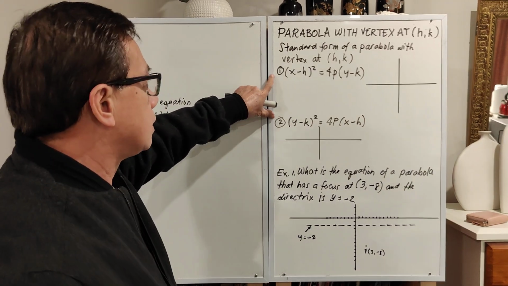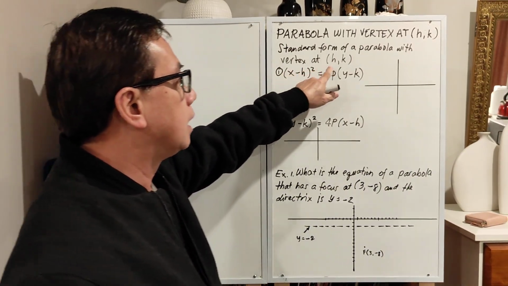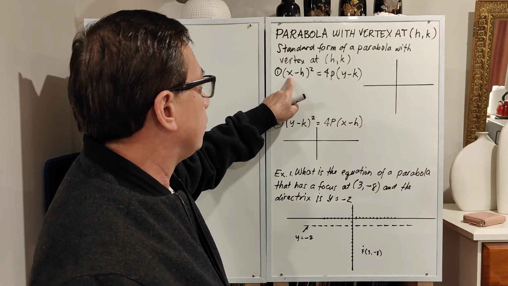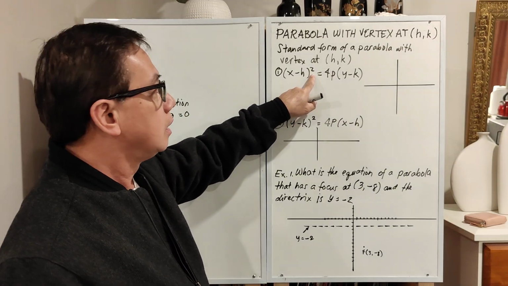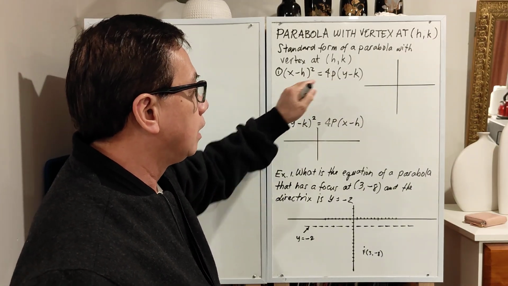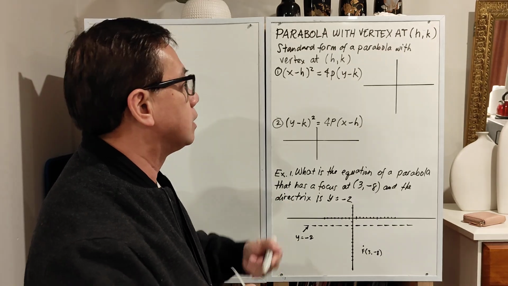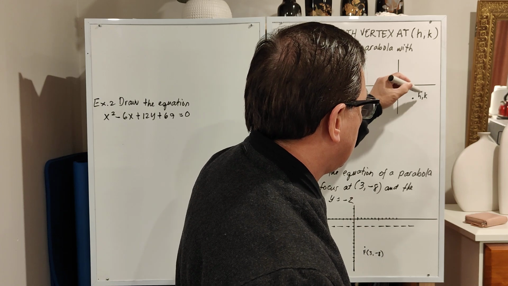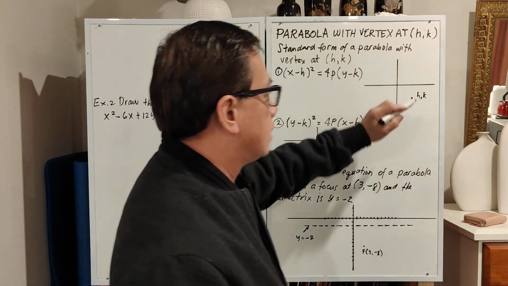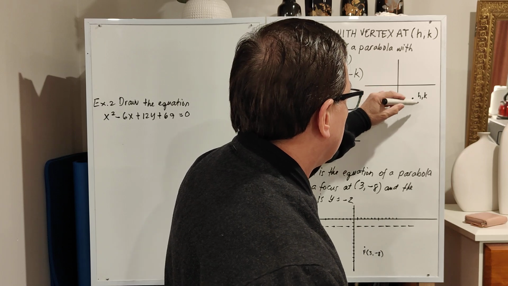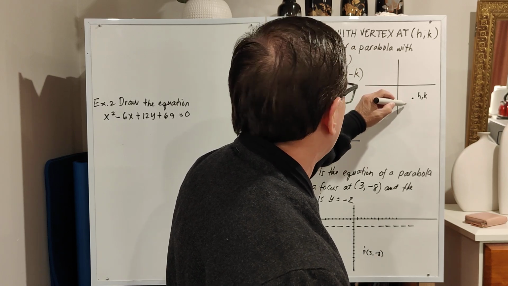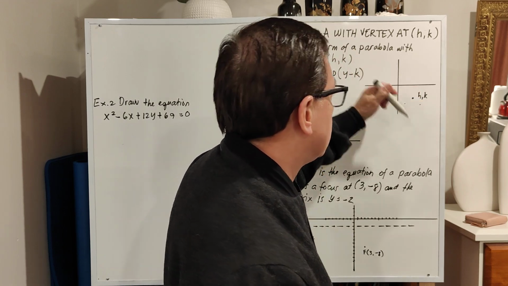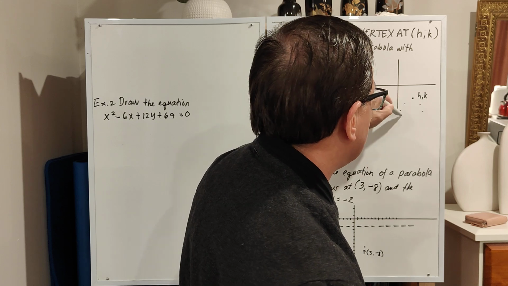These two are the standard forms of a parabola with vertex at hk. If we look here, the value of x has a squared. So this means that for every value of y, there will be two values of x. For example, this is your vertex, your hk, at point hk. So as y progresses, there will be two values of x.